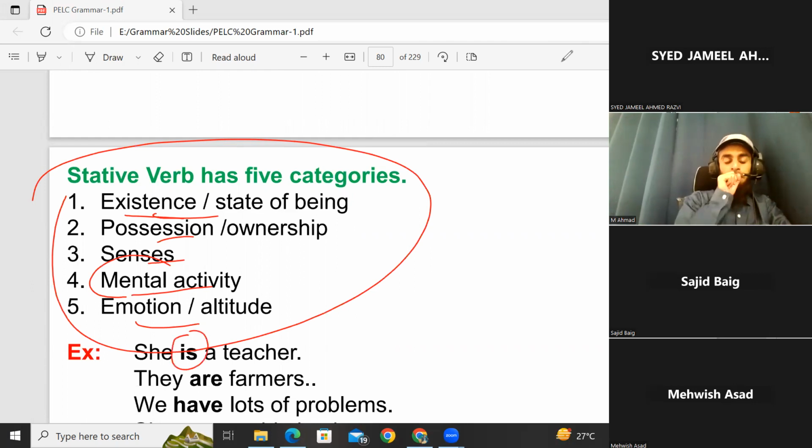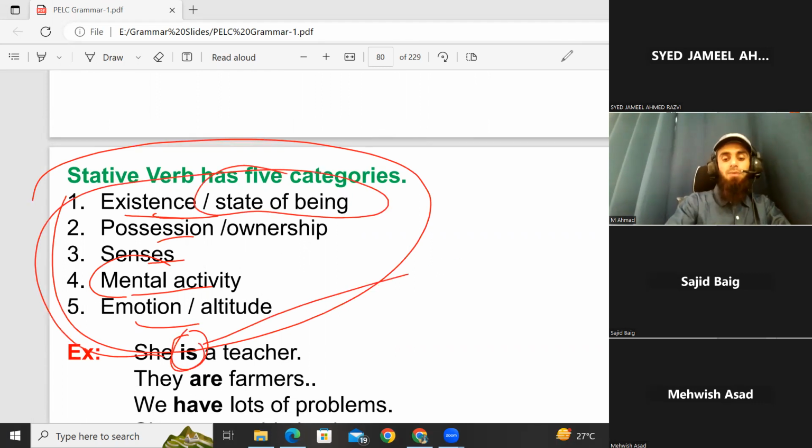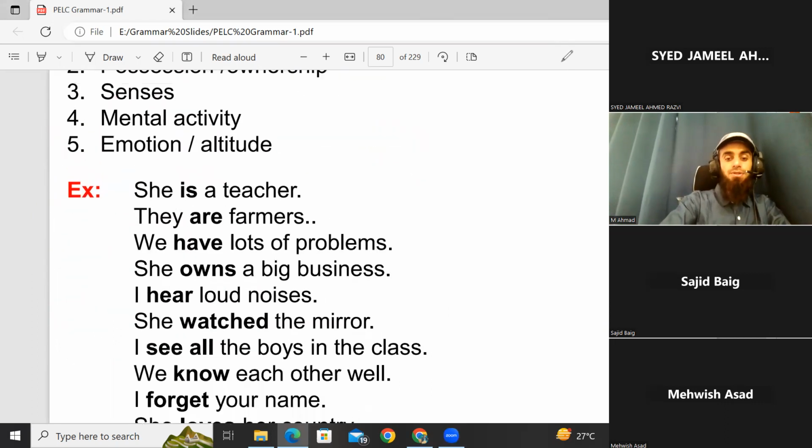She is a teacher. Now it's fine, is a teacher. Is it not an action? It is just representing the personality. So the existing state of being is represented by is, and it is called a stative verb. They are farmers, stative verbs. We have lots of problems, stative verbs. And this stative verb is showing possession, right? Okay, next we have: she owns a big business.